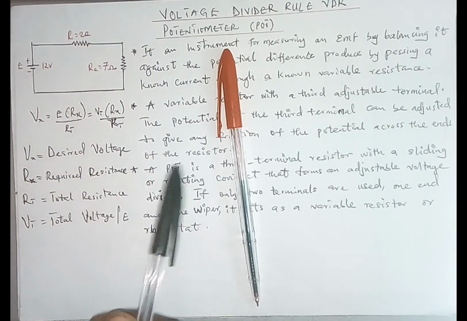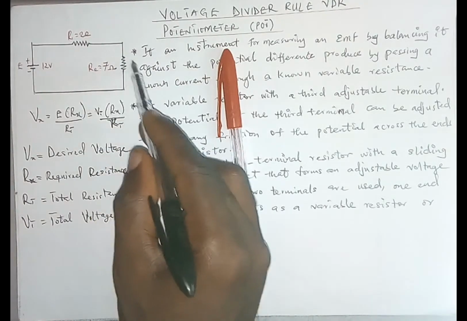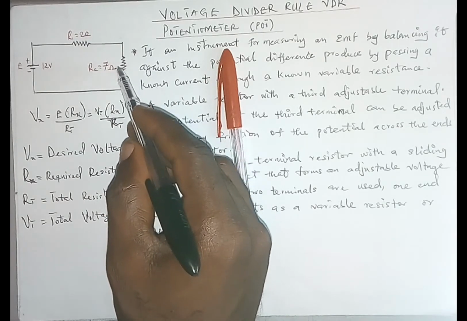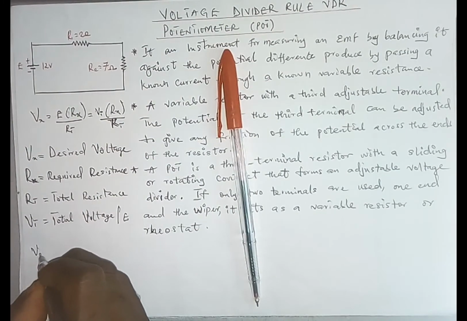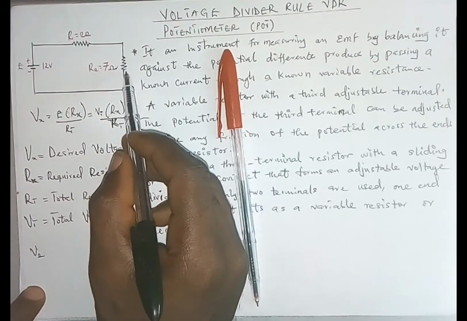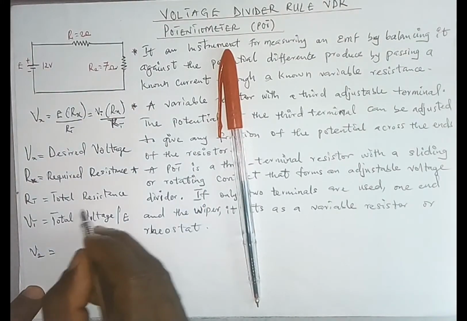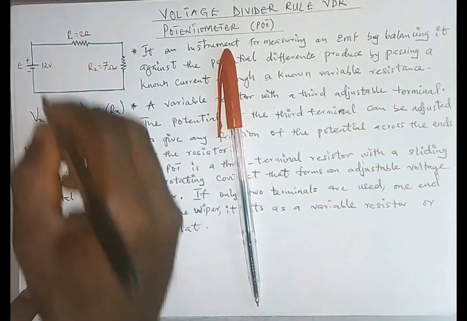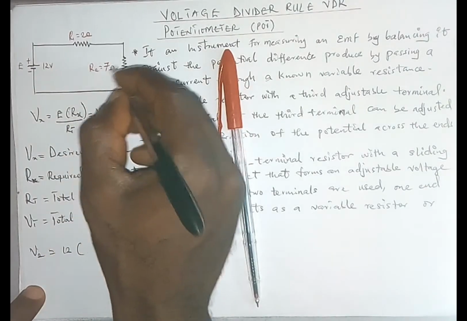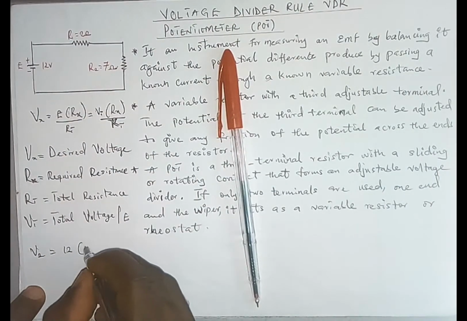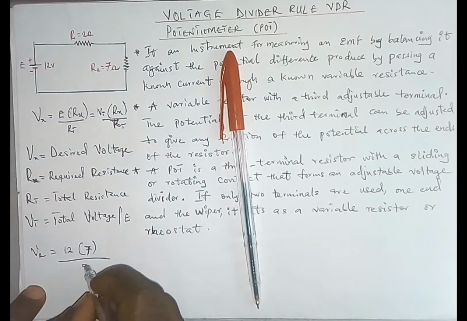In this case, let's say we are looking for the voltage that will drop across this particular resistor, let's say R2. So what we are looking for will be V2, because we need the voltage that will drop across R2. So V equals E, which is 12 volts, the voltage supplied to the circuit, multiplied by the required resistor, which is 7, all over the total resistor. The total resistor is 2 plus 7, which is equal to 9.